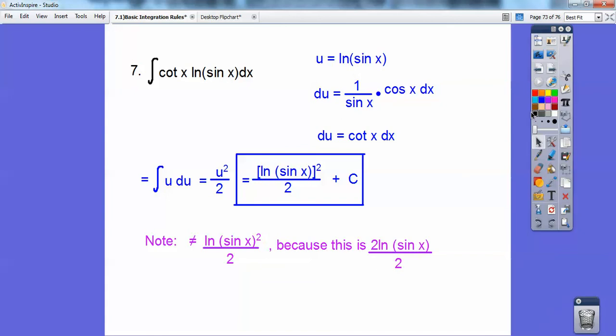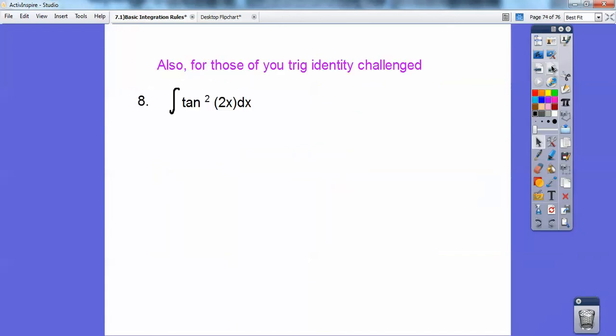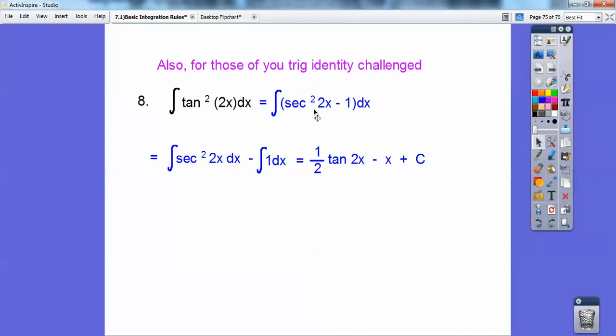Okay, and then for those of you that are trig identity challenged, like some of you are, I know some of you are, I used to be. Here's my trig identity with tangent. Tangent squared is secant squared minus 1. So if you go ahead and do secant squared minus 1 and then separate those up, you get that as your answer. All right, well that's it.